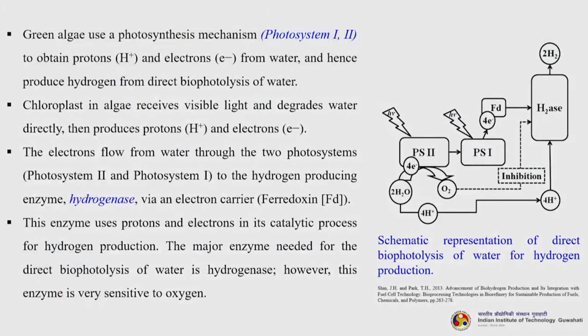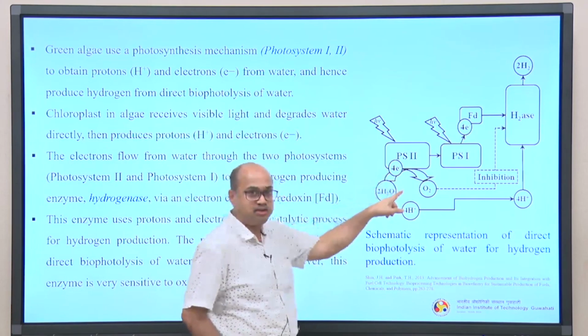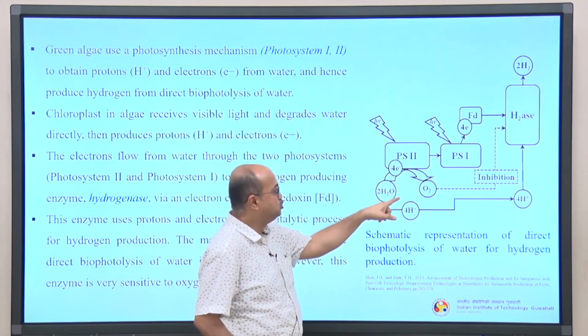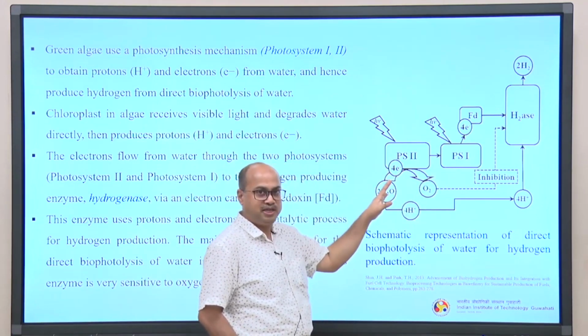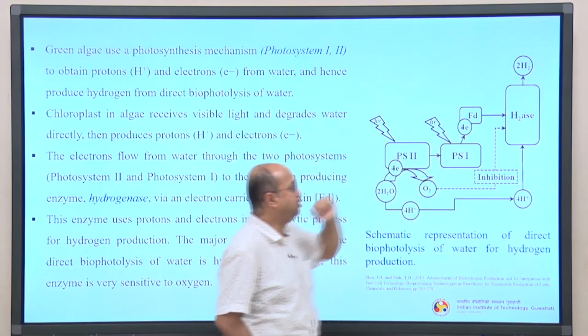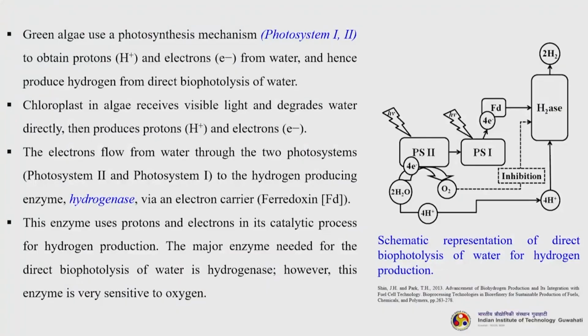So, the chloroplast in algae receives visible light and degrades water directly, then produces protons and electrons. This is happening in PS2. Now, the electrons flow from the water through the two photosystems, PS1 and PS2, to the hydrogen producing enzyme, here in this case hydrogenase, via an electron carrier. Here it is ferredoxin, which is denoted by FD. You can see that here. So, from the water we get the electrons. Now, this electron is being used for the hydrogenase also, and even PS1 also gets the E minus from PS2. And with the help of ferredoxin, the hydrogenase is able to produce hydrogen.